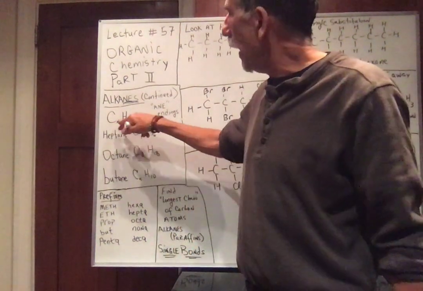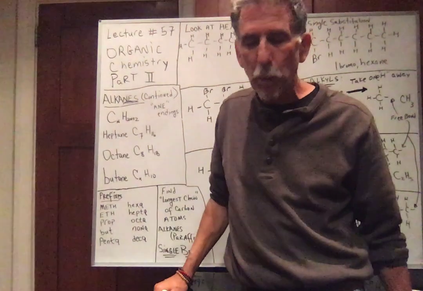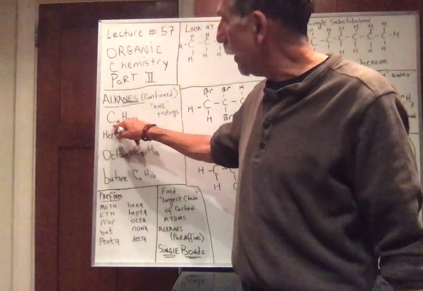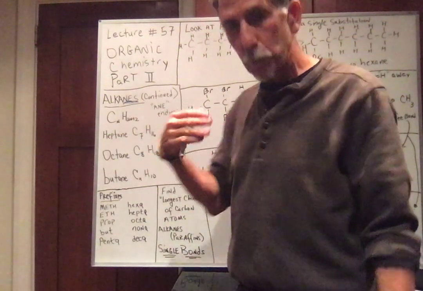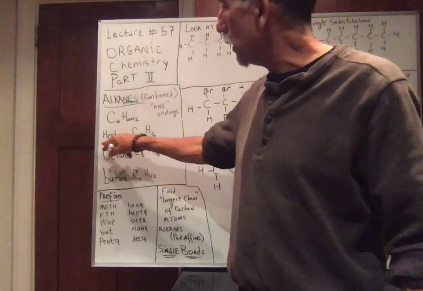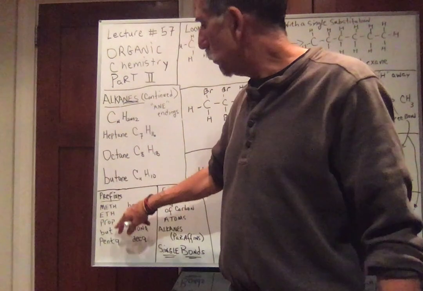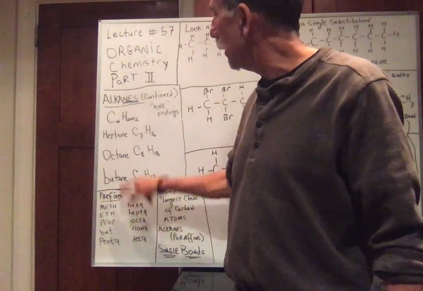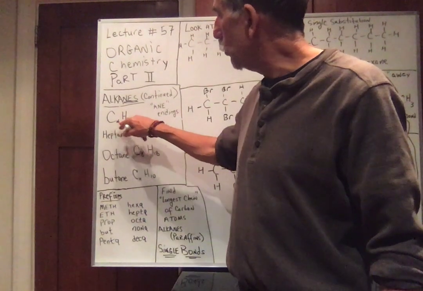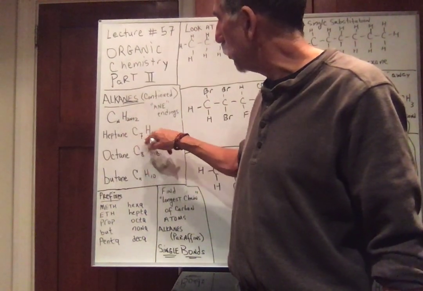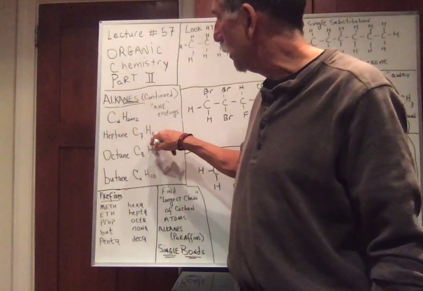What is CnH2n+2? Let's remember what that means. It means if I have n carbons, I have 2 times that number plus 2 hydrogens. We're doing hydrocarbons right now. So let's look at heptane. Remember, hept is 7. If I have 7 carbons, 2 times 7 is 14, plus 2 is 16.